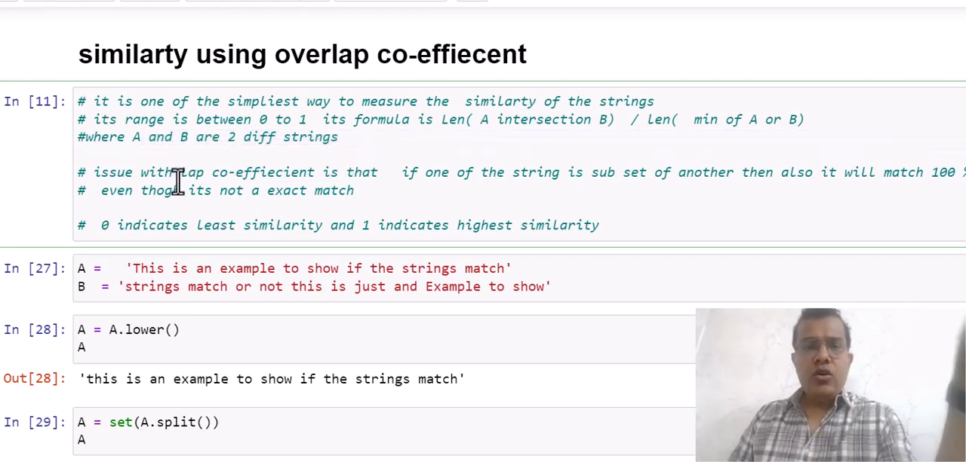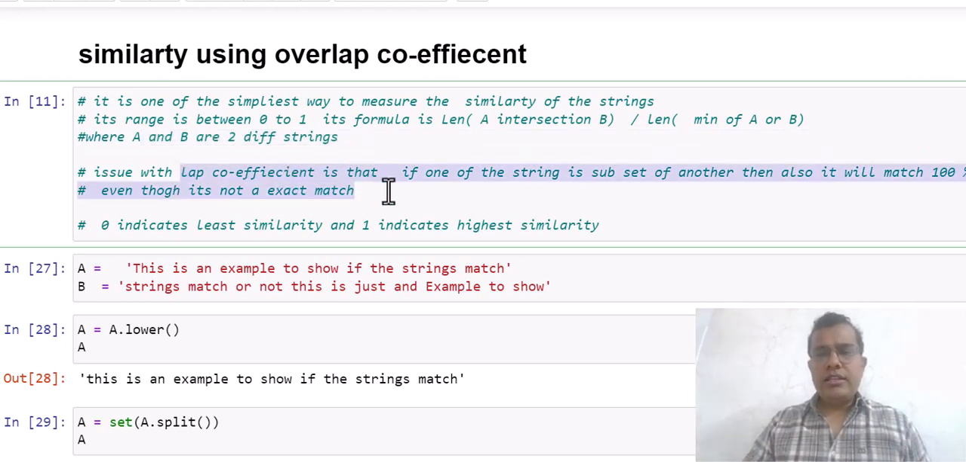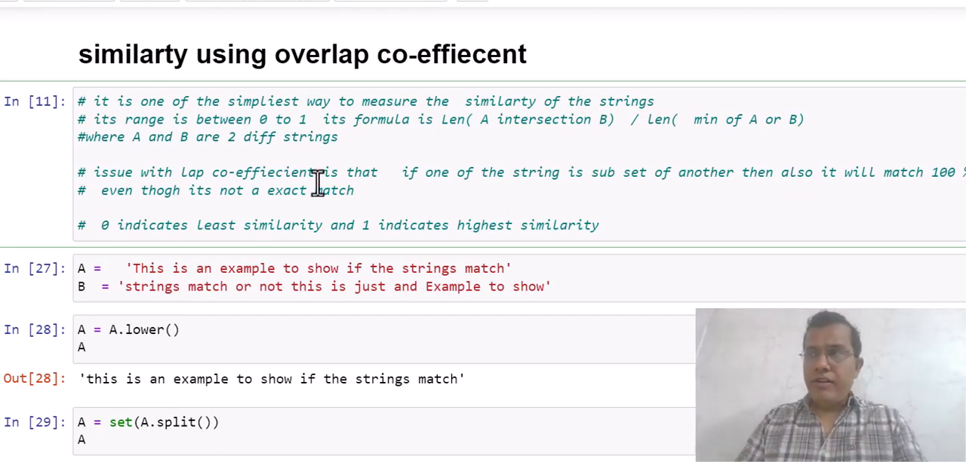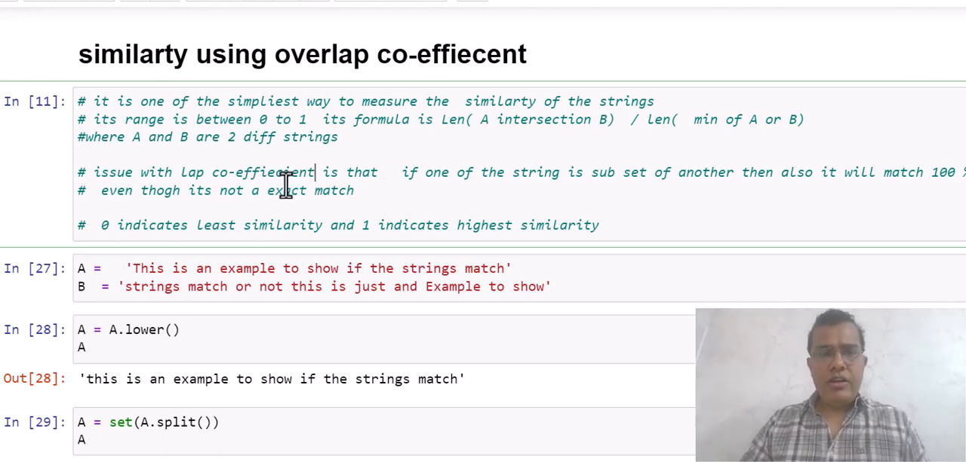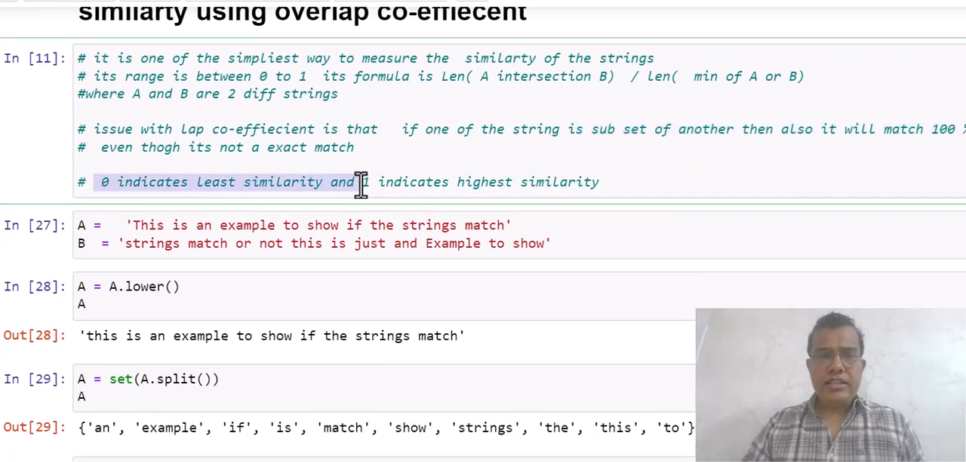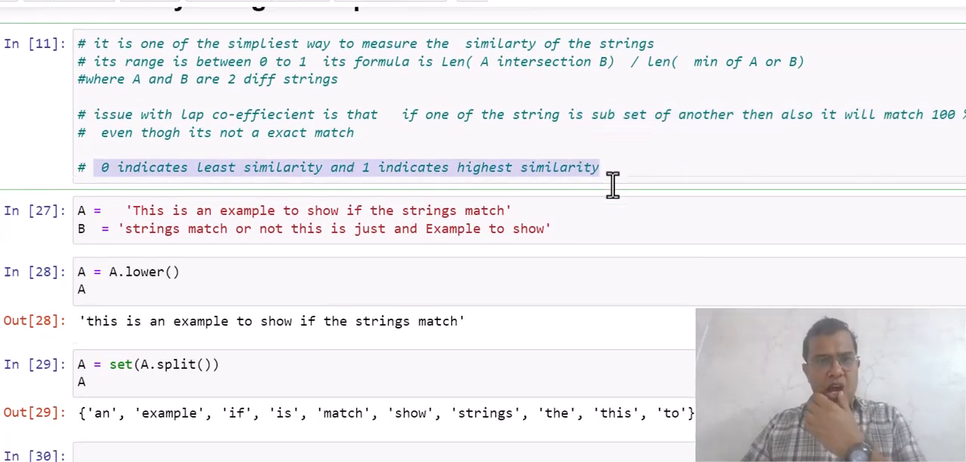Now, the issue with overlap coefficient. This is the main part. While finding your similarity using overlap coefficient, anyone should keep this in mind. When you get an answer as 100% match, it may not be a 100% match, but you still get that answer. We'll try to understand it with an example. The issue with overlap coefficient is that if one of the strings is a subset of another, then also we will get a 100% match, where 0 indicates least similarity and 1 indicates the highest similarity.